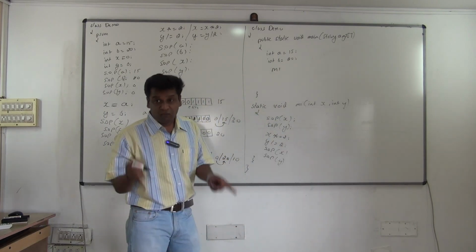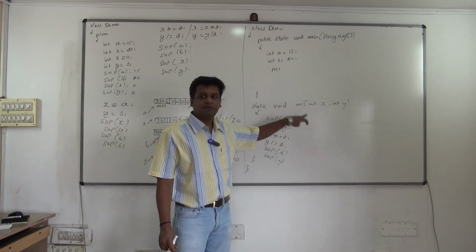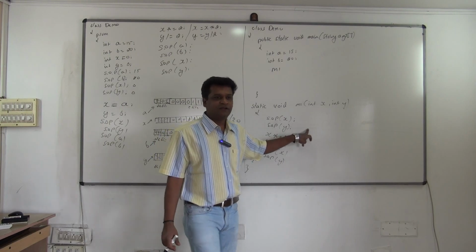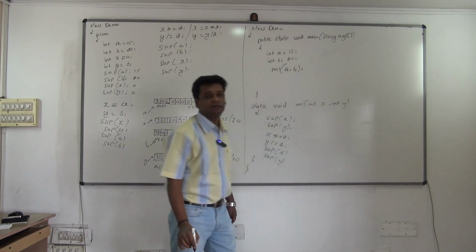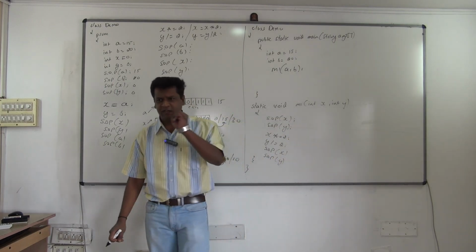Understood now? I want the logic in m1 to execute. But to execute the logic here, you have to supply two values. Otherwise, how will the logic execute here? So I'll be sending them now. How will I send? a and b. That's it. Over. The same thing happens. The value of a is given to x. The same process is happening.